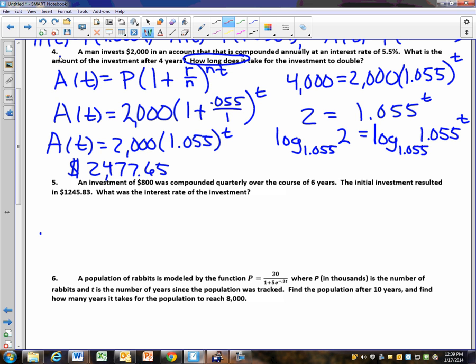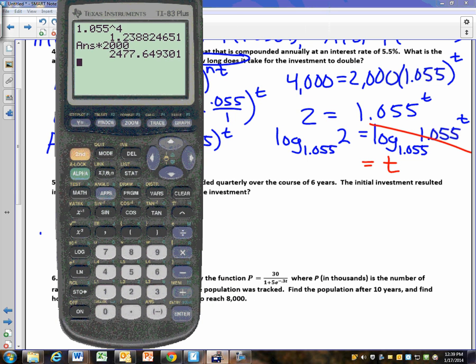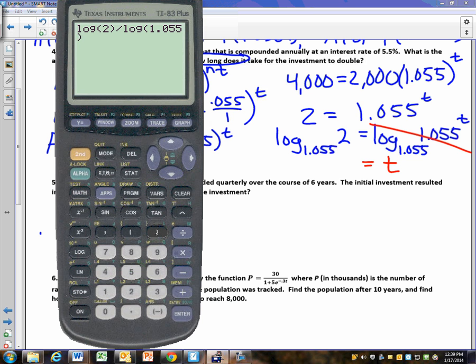What happens on the right-hand side? Cancels. You are left with T. How do we evaluate log base 1.055 of 2? Very good. Log of 2 divided by log of 1.055. And when you do that, you get 12.95.